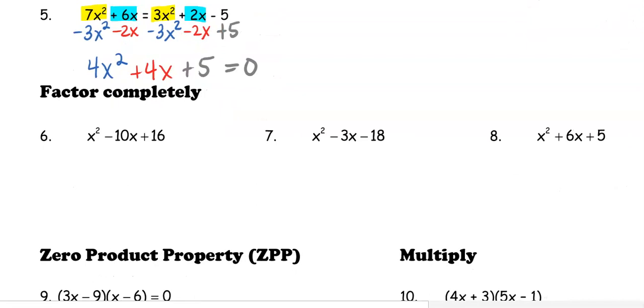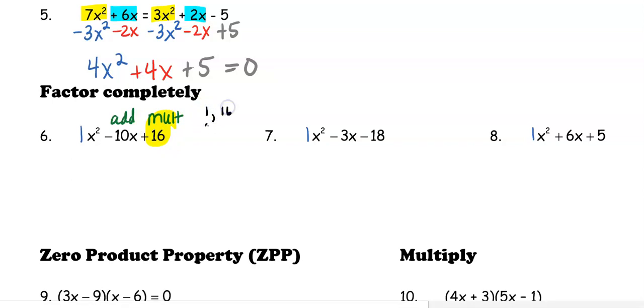Now into some factoring. When you factor, we notice that all of these have leading coefficients of 1. That's what we're going to focus on today. You're just basically playing a number puzzle. We're looking for two numbers that multiply to the outside and add to the middle. When you're trying to figure this out, we are always going to start with the multiplier first. So we think about all the different ways we can multiply to 16.